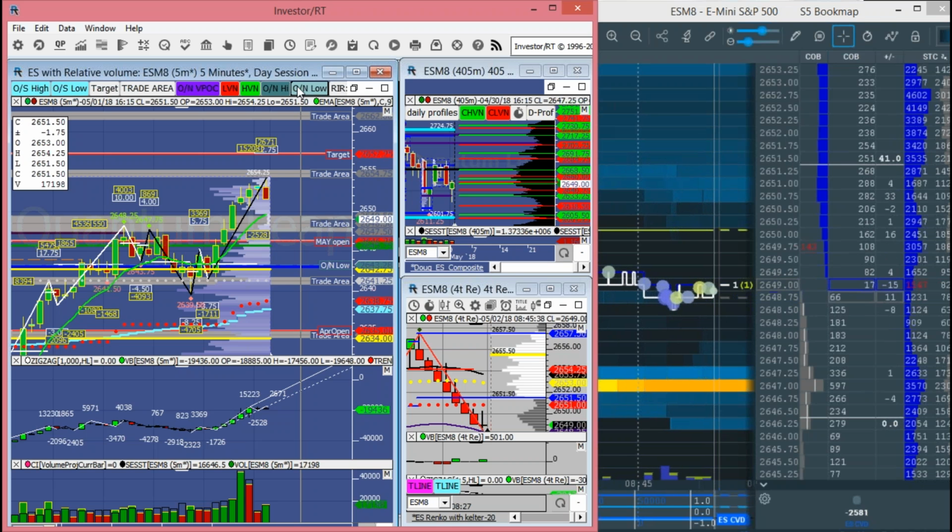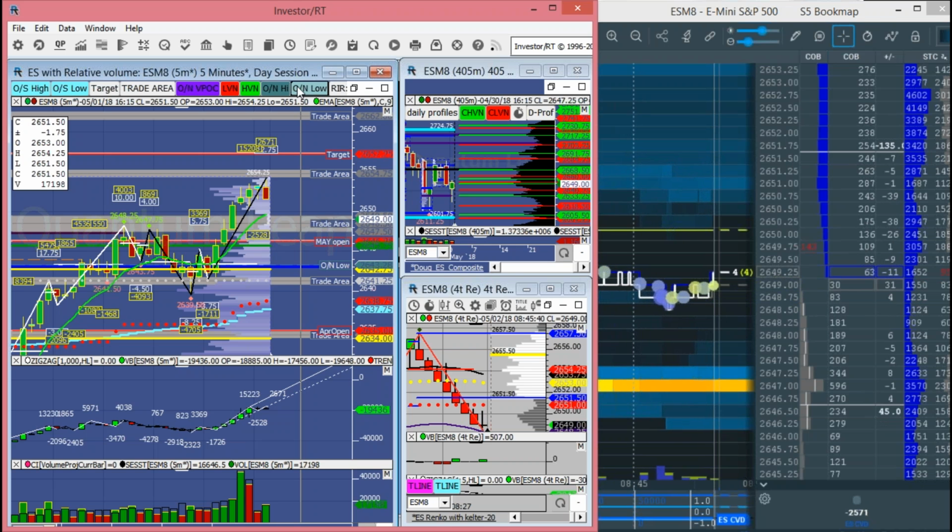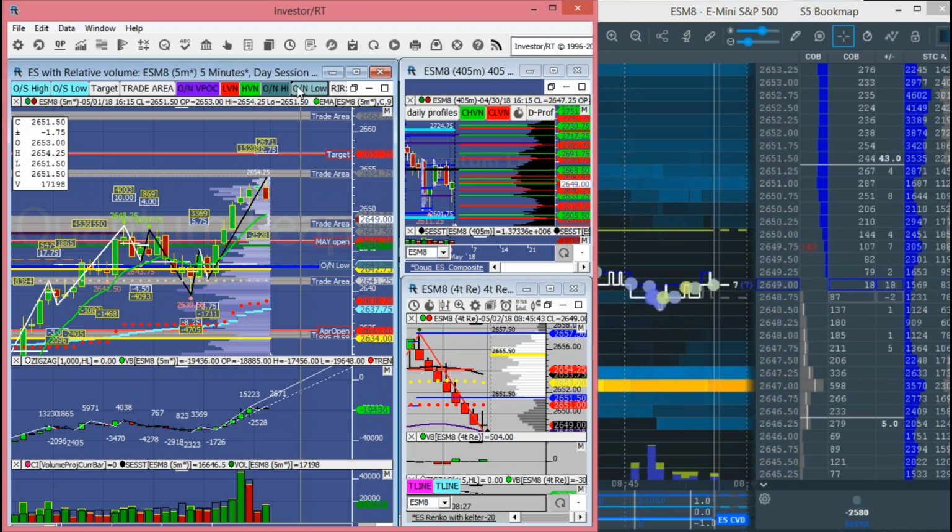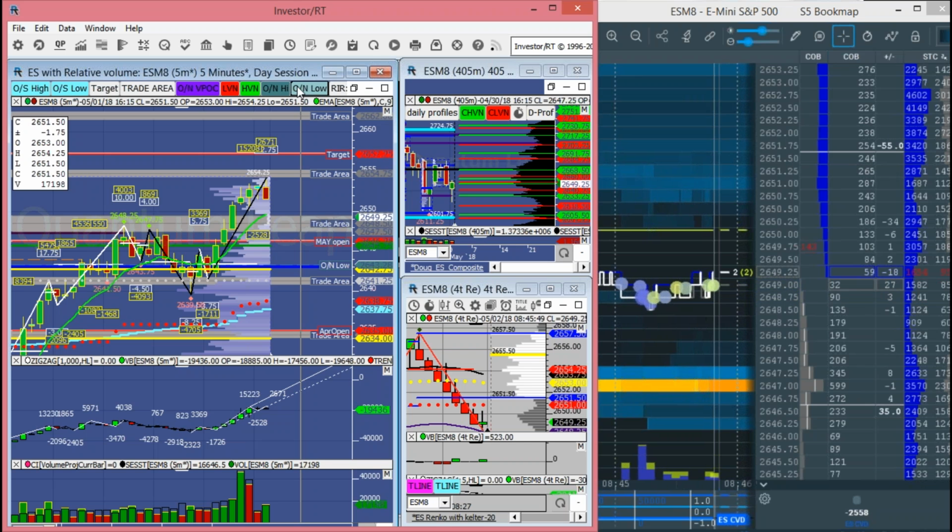We also have two alternative hypotheses, hypo 3, hypo 4, sometimes hypo 5, depending on the situation, and those are basically for expansion days or trend days.